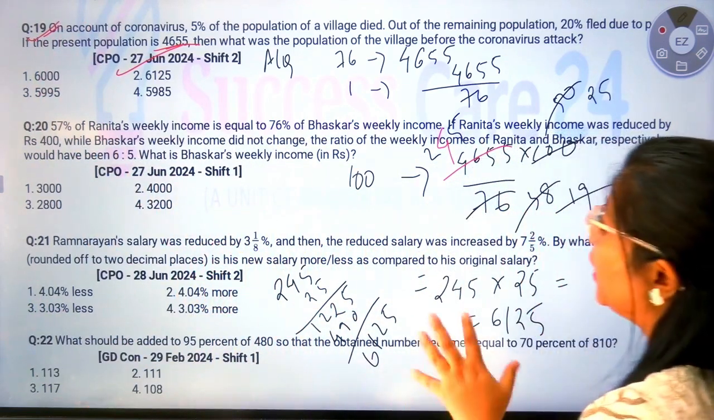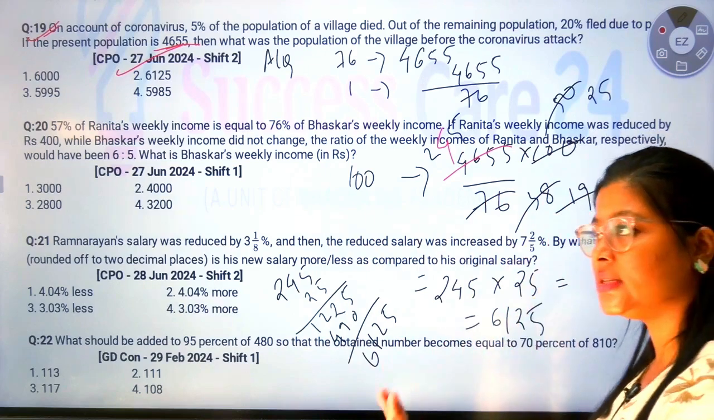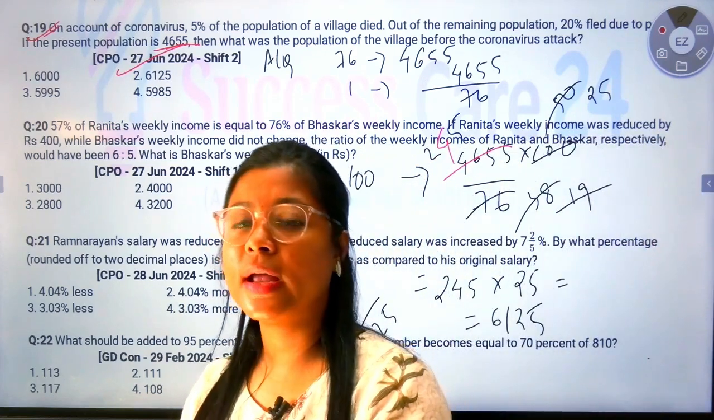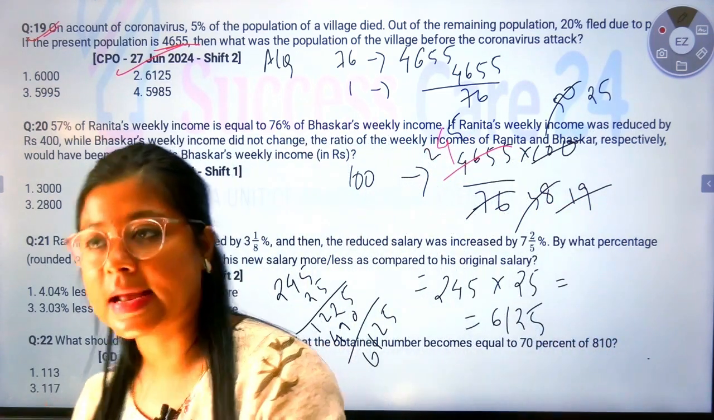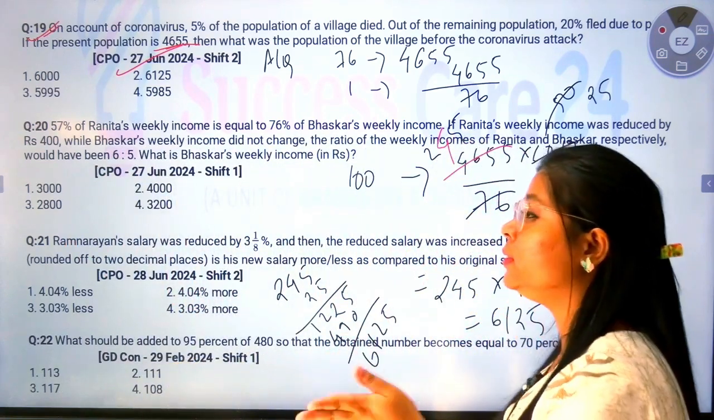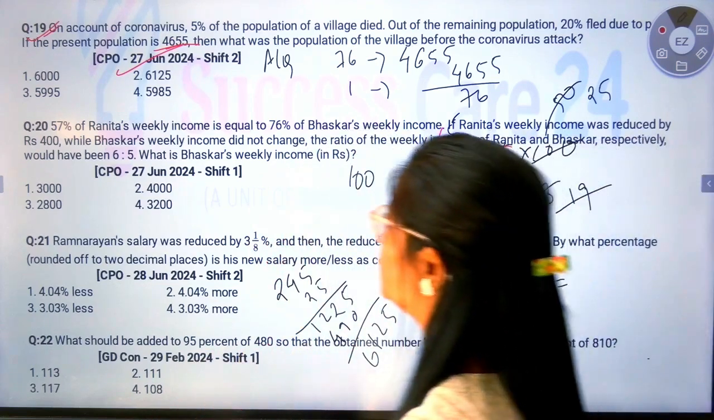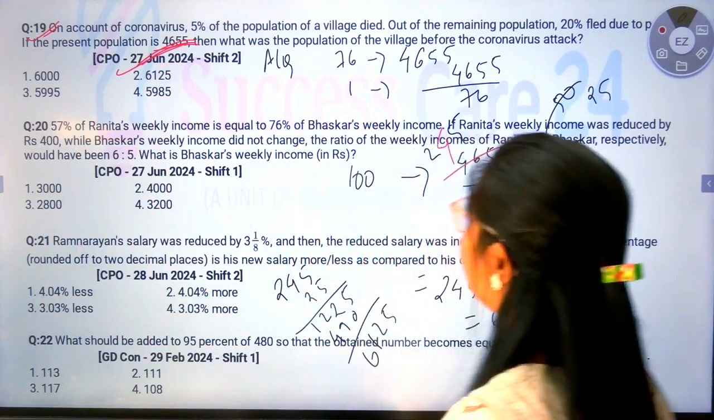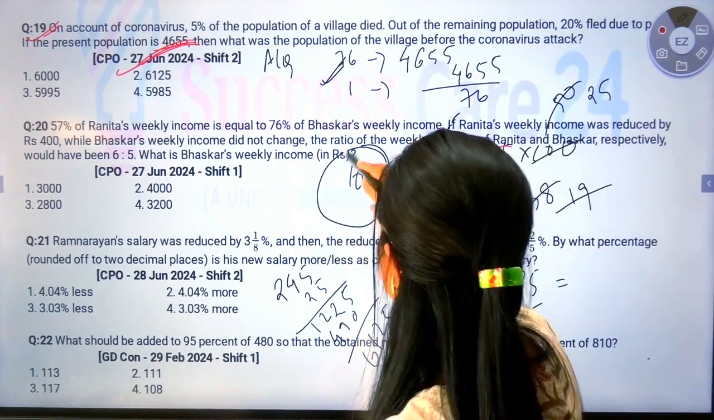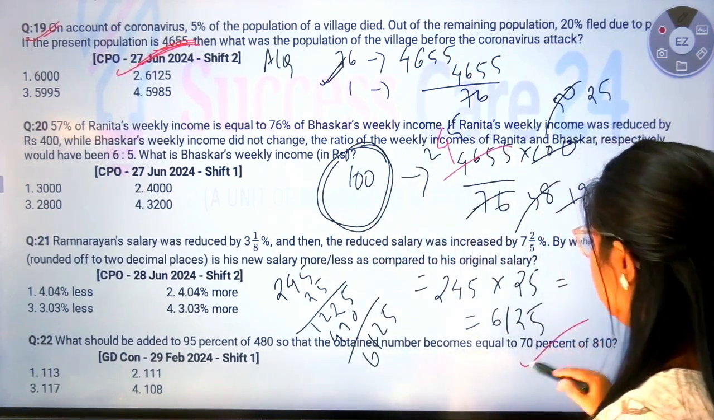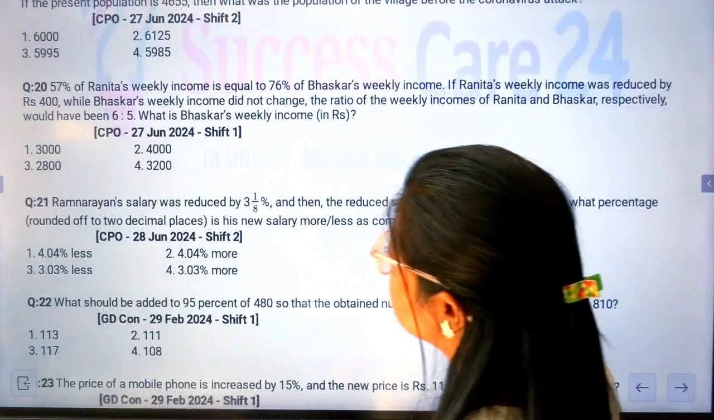So I have considered my total population to be 100. Out of 100, 5% have died, so the remaining is 95. And upon 95, 20% fled. 20% of 95 is 19. So 19 have fled. Then the remaining population would be 95 minus 19, and it would give you 76. According to the question, the actual population is now 4655, so 76 must be equal to 4655. We have considered the total population to be 100, so the 100 value will give rise to this. I think you understood. Let's move to the next question. Question number 20.